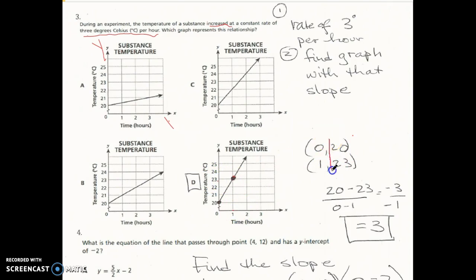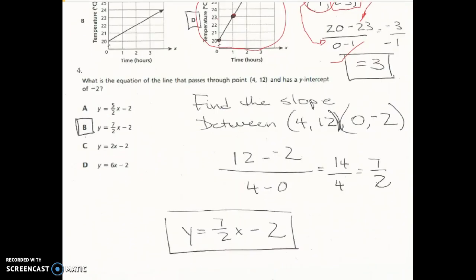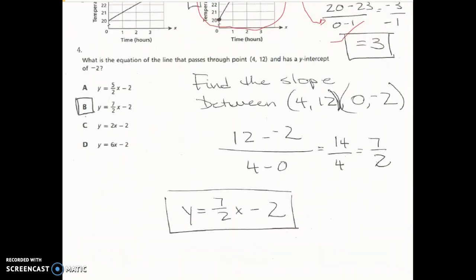I subtract my y's, and I put them on top, right here. Then I subtract my x's, and I put them on the bottom here. So 20 minus 23 is negative 3. 0 minus 1 is negative 1. The 2 negatives cancel. And the correct answer is indeed D, because it's the only one that has a slope of 3. You can check the other ones out just to make sure I'm right, but I'm pretty sure I am. All right, let's move on now to question number 4.